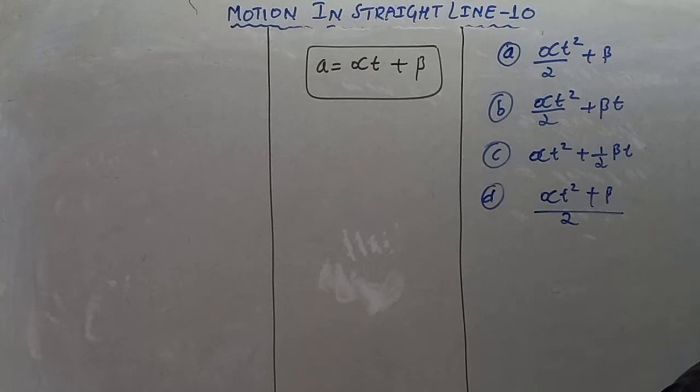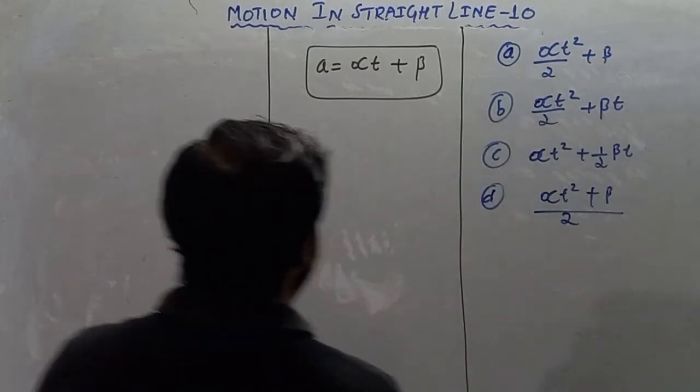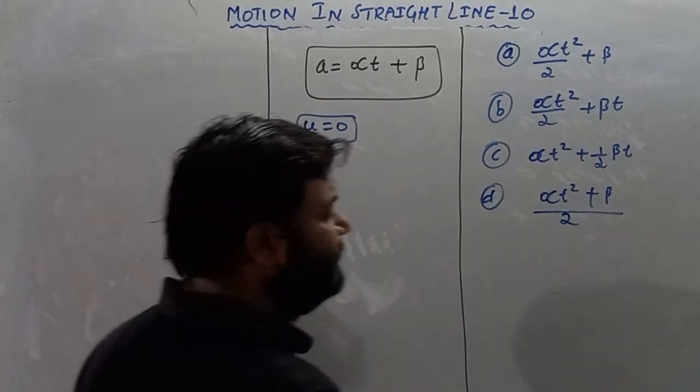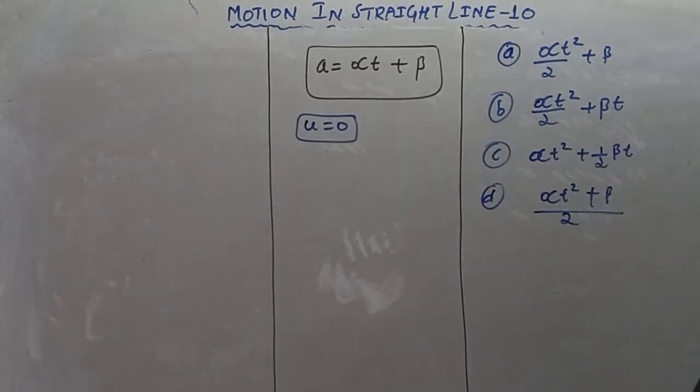So try to solve this question again. I am repeating the statement of the question, my dear student. The acceleration a of a particle starting from rest. See, they are asking starting from rest, so starting from rest means nothing but initial velocity must be equal to 0. So with time according to the relation a is equal to alpha t plus beta, the velocity of the particle after a time t will be.